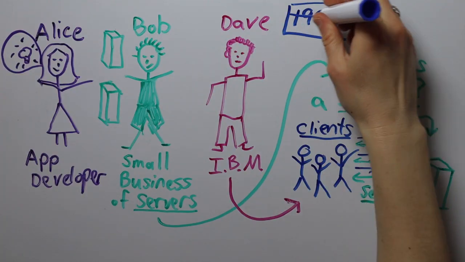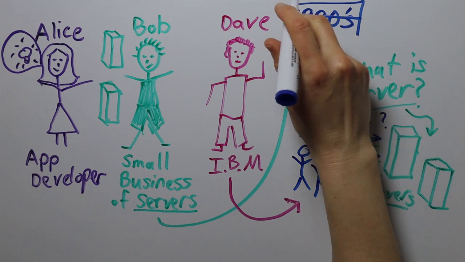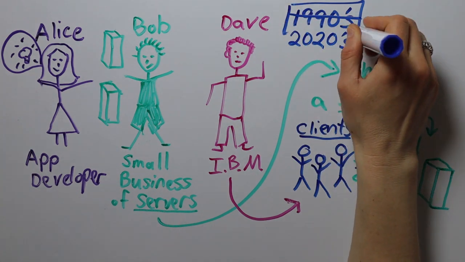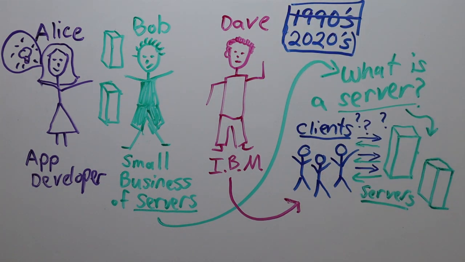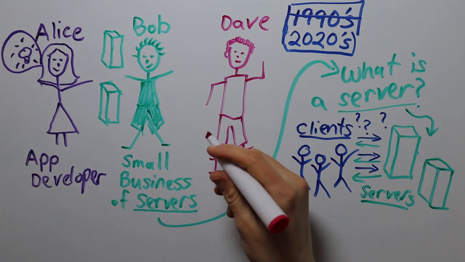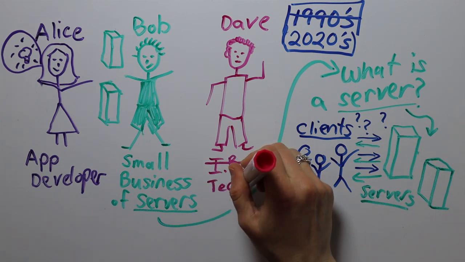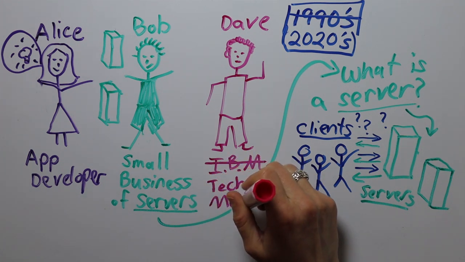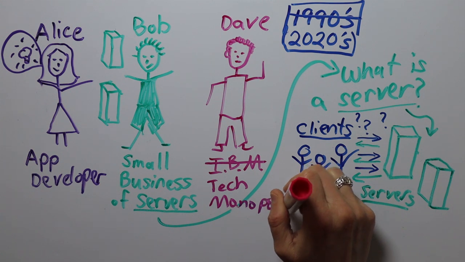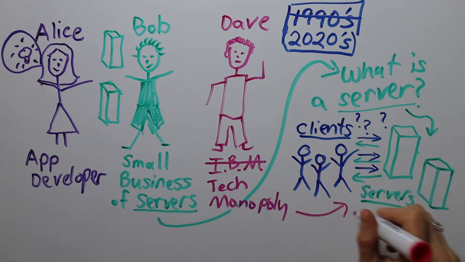Evan McFarland then says, let's fast forward to the 2020s and look at the same three people. Alice is still an app developer, Bob is still a small business owner, and Dave is still, well, actually, now he no longer works for IBM. He works for one of the big tech monopolies that are involved in the cloud. So maybe it's Google or Amazon or whatever.